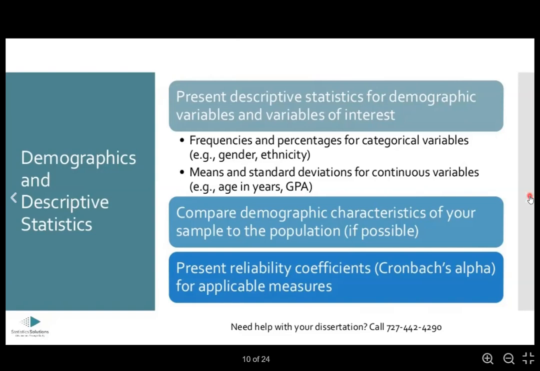And a lot of that work, I would say that last bullet there, would have been done in your chapter 3 when you were exploring what instruments you would use to collect your data.